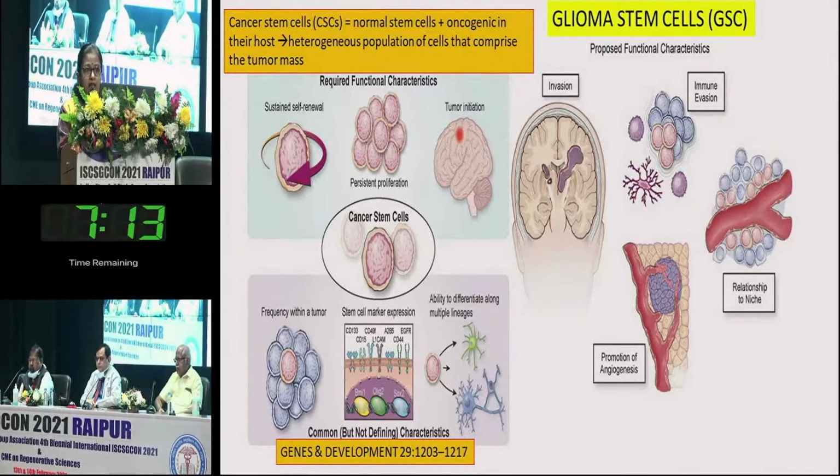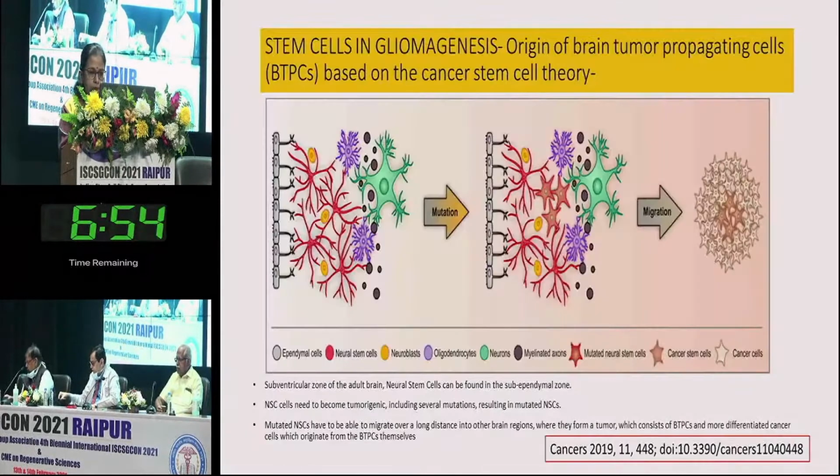In addition, glioma stem cells in the brain have the ability to basically cause invasion or spread of the tumor, have immune evasion, that is, they evade the immune surveillance of the body. They also give rise to interaction with tumor microenvironment, which includes development of new blood vessels and some growth factors.